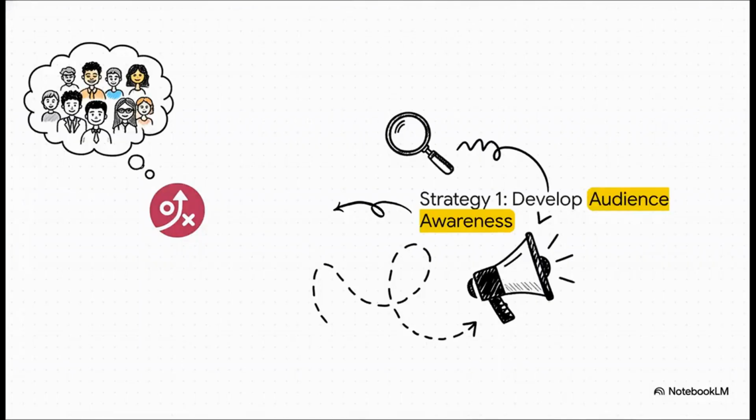Nope, these are smart, simple tweaks you can make to activities you're probably already doing. So, where do we even begin? Strategy number 1 is all about developing audience awareness. This is ground zero, folks. We have to teach our students to stop and think about who they're talking to.